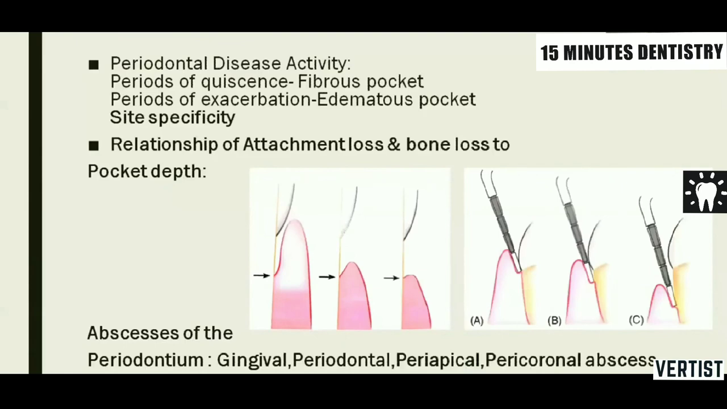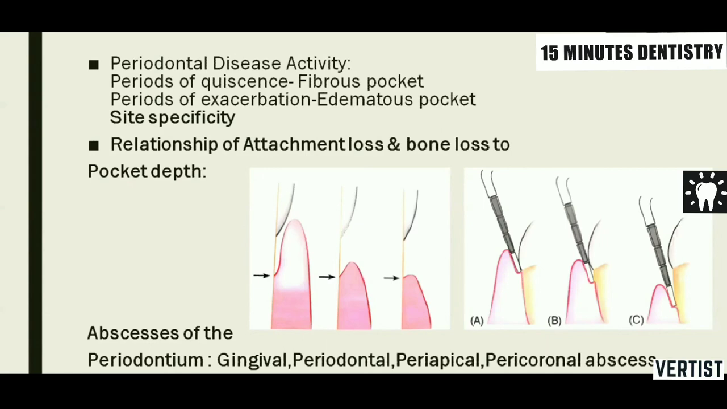Periodontal disease activity is episodic. There are periods of quiescence and there are periods of exacerbation. As I told you, periodontal lesions are healing lesions. Why? Because there is disease activity. So there can be a period of destruction which is going on, that is a period of exacerbation or period of activity. It is followed by a period of quiescence or a period of inactivity or a period of remission. So these periods are going on, and that results in fibrous and edematous pockets.